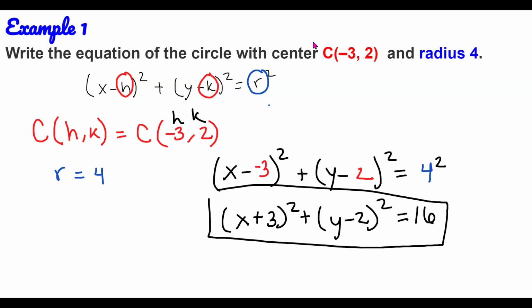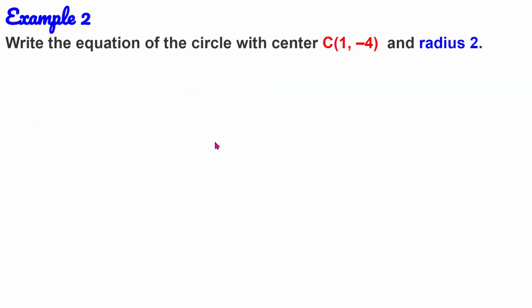Okay, let me go ahead and save an image. Everybody has this. Okay. Let's go ahead and do one more. Let me go ahead and clear. Go ahead and copy this one down. Write the equation of a circle with the center at 1, -4, and radius of 2.